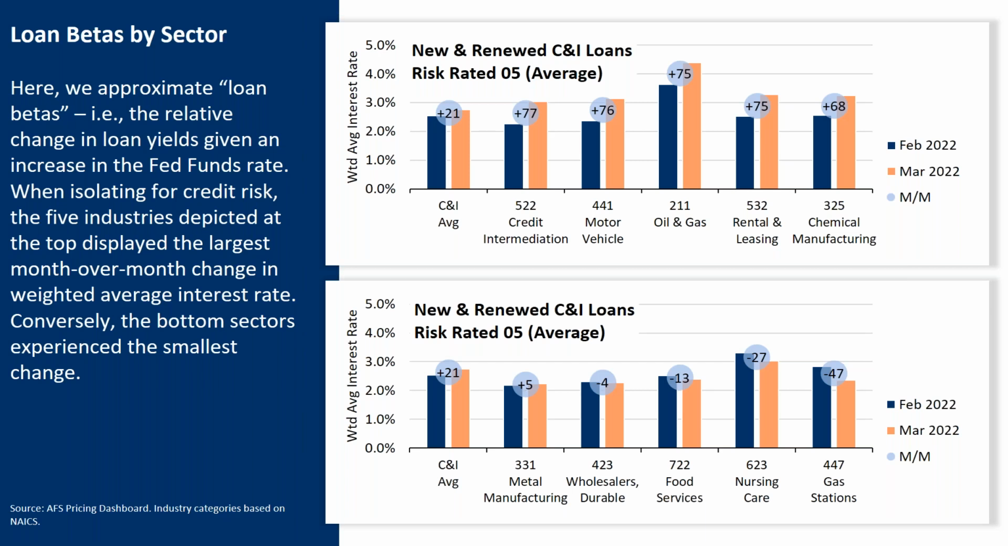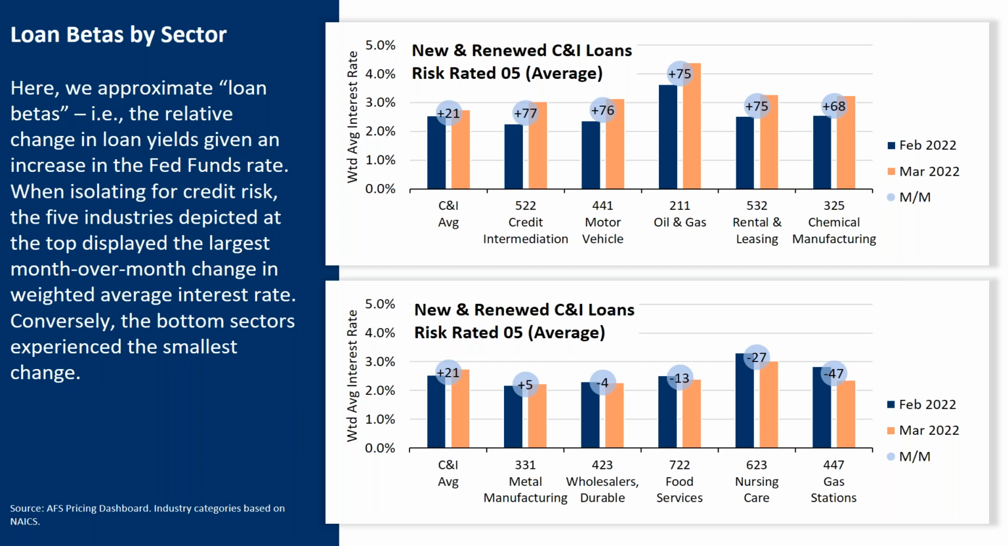The five industries at top, from February to March, are the sectors that had the highest change in yield. Conversely, the industries at the bottom are the ones that had the lowest change in yields. You can see that on a month-to-month basis, credit intermediation went up 77 bips when adjusting for credit risk, followed by motor vehicle, and then oil and gas. These are the sectors you might say have the highest loan betas month over month. It'll be interesting to see if these sectors continue to be the ones that have the largest increases in pricing as the Fed continues to raise rates.